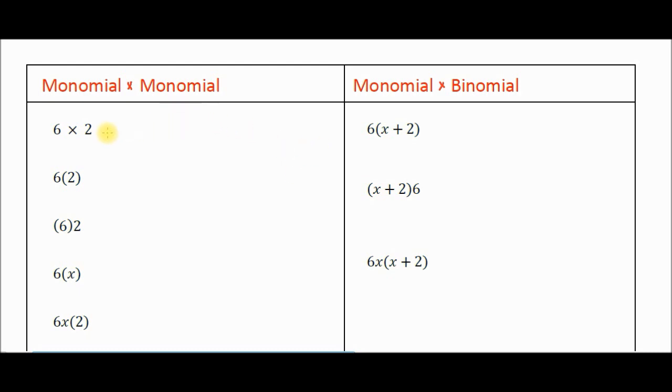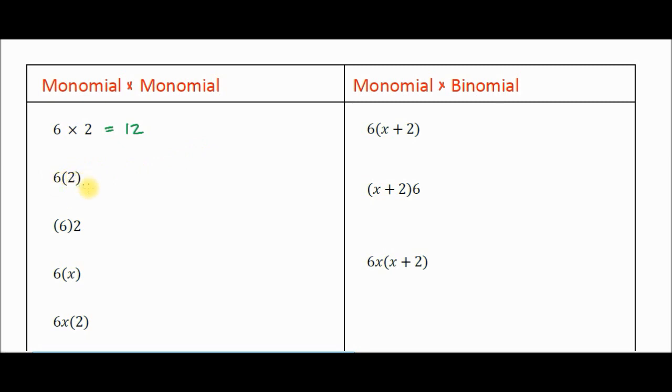So the simple 6 times 2, this is actually a monomial times a monomial. 6 is a term with no variable, so it's a monomial. Remember back in the definitions section, that can be considered a monomial. And these two together, this is not rocket science. We should be able to do this. 6 times 2 is 12. Easy peasy.